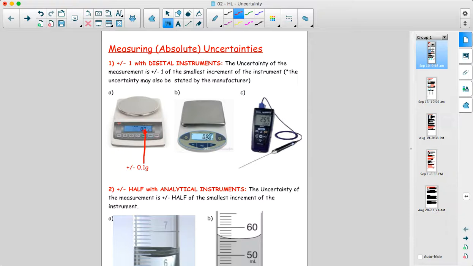In this one, because it goes to 2 decimal places, we would say plus or minus 0.01 grams. So this digital balance gives us more precise information and therefore also has less uncertainty. This one is uncertain in the 100th place, where this one is uncertain in the 10th of a gram.